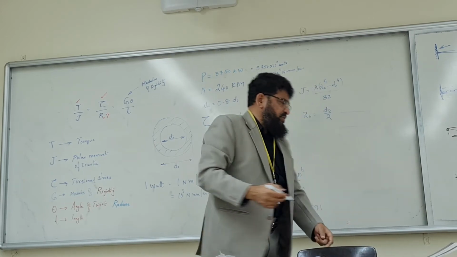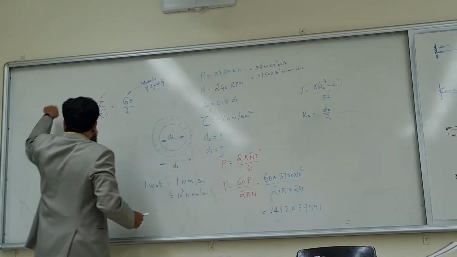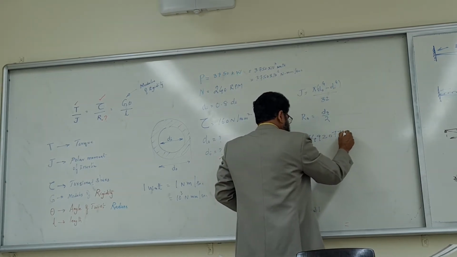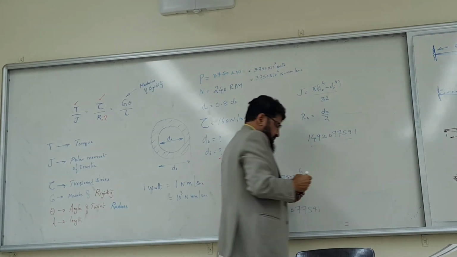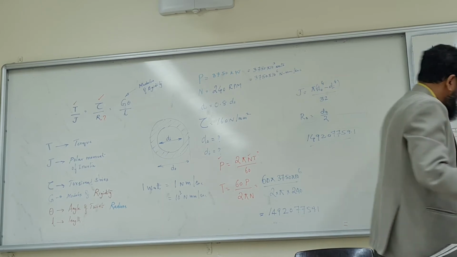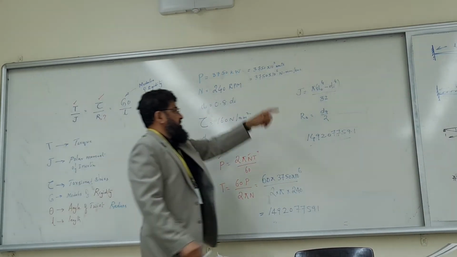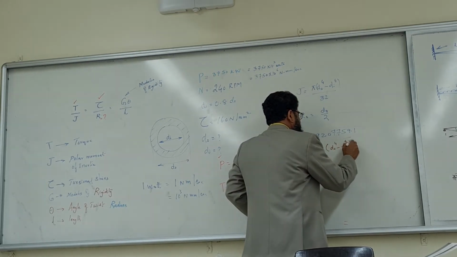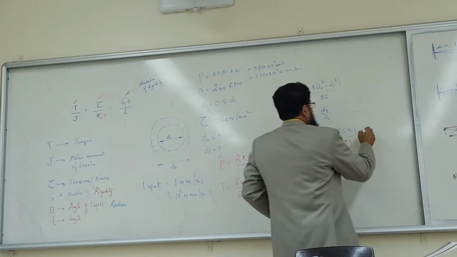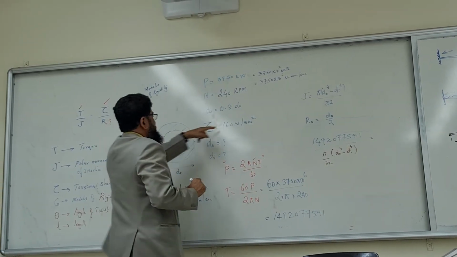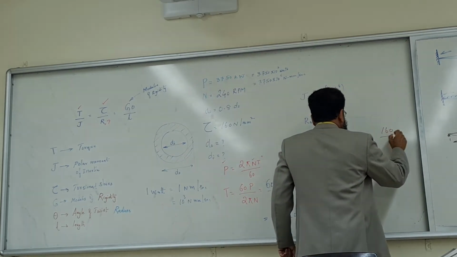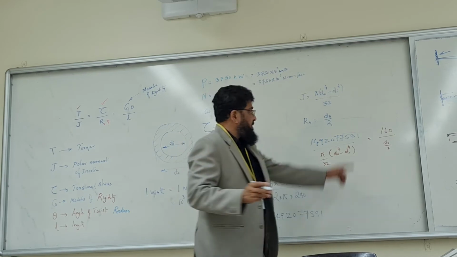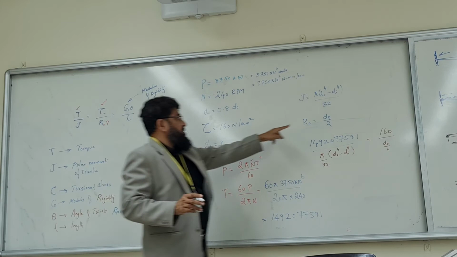Now let's substitute these values into this equation. I have 149207759.1 divided by J. J is pi into (D naught to the power of 4 minus di to the power of 4) divided by 32. T by J is equal to tau by R. The value of tau is already given, 160, and R is D naught divided by 2. I already wrote R naught is nothing but D naught by 2.